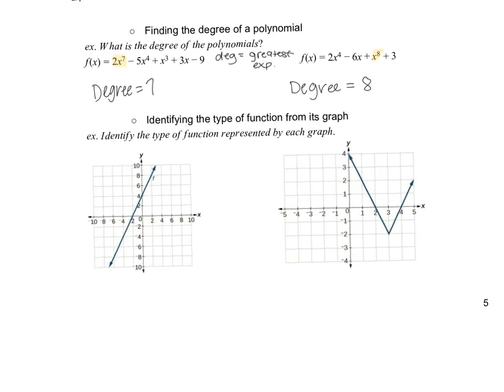So next I'm going to identify the type of function represented by each graph. These are our basic parent functions that we use if we're going to apply any transformation. So this first one, we have a line, which means we have a linear function. Our second graph is a V-shape, and the V-shaped graphs are our absolute value functions.